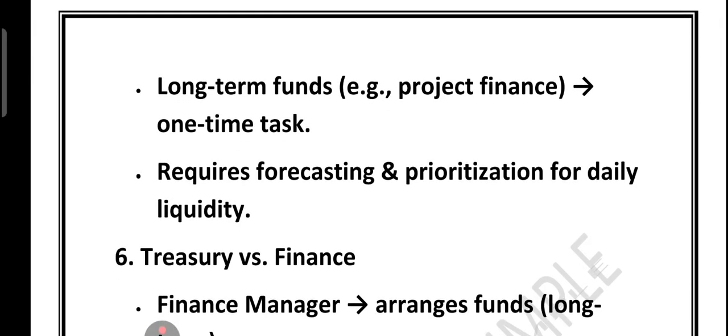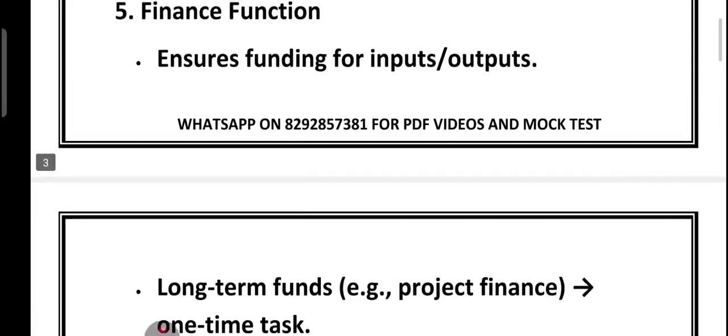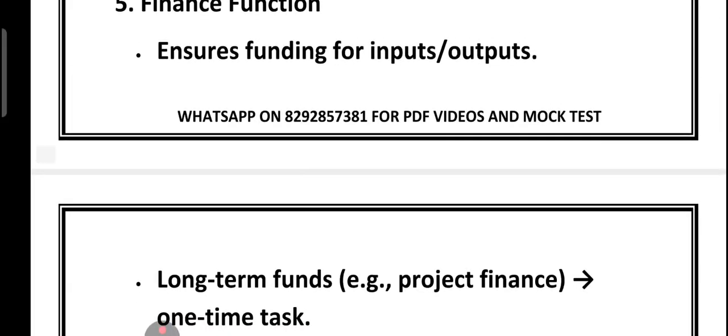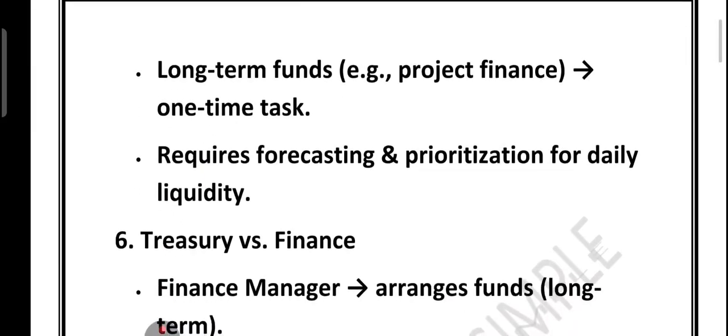The finance function also involves forecasting the future need and prioritizing expenses so that daily operation runs smoothly without liquidity issues. So see, three functions I told you about finance: ensuring that there is enough money available for all business activity. Second, it looks after the long term fund. Third, it also involves forecasting the future need and prioritizing the expense.